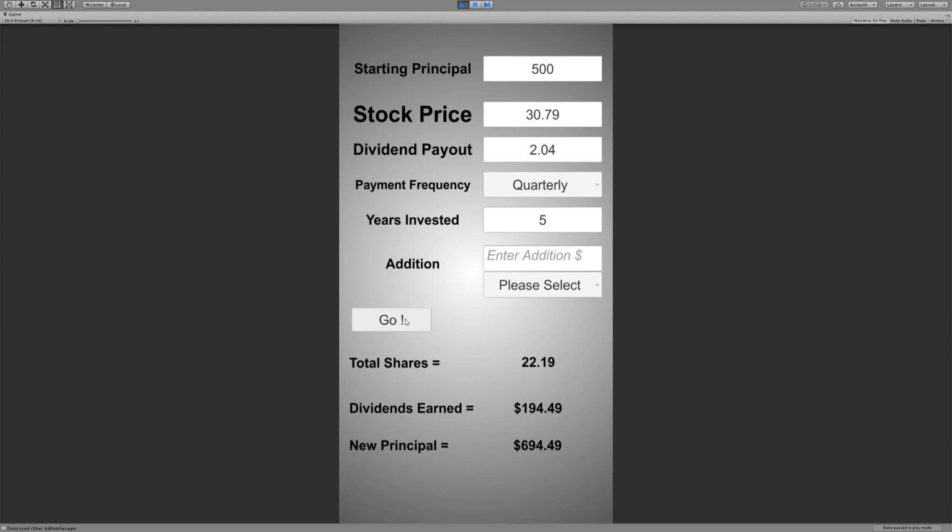So your initial buy-in of AT&T with $500, plus over time, as AT&T pays out $2.04 per share every year, that's going to be buying back more shares quarterly, and then over a 5-year period, you're going to have roughly 22.19 shares of AT&T. Your dividends that you would have got paid out would be roughly $194.49, and your new principal would be roughly $694.49.